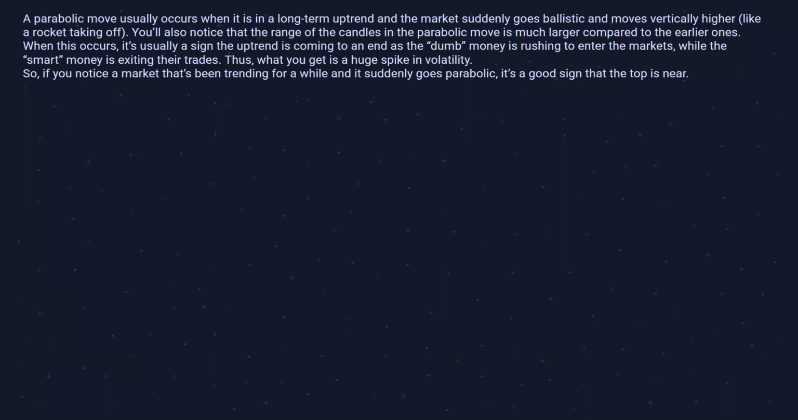You always notice that the range of the candles in the parabolic move is much larger compared to the earlier ones. When this occurs, it's usually a sign the uptrend is coming to an end as the dumb money is rushing to enter the markets.